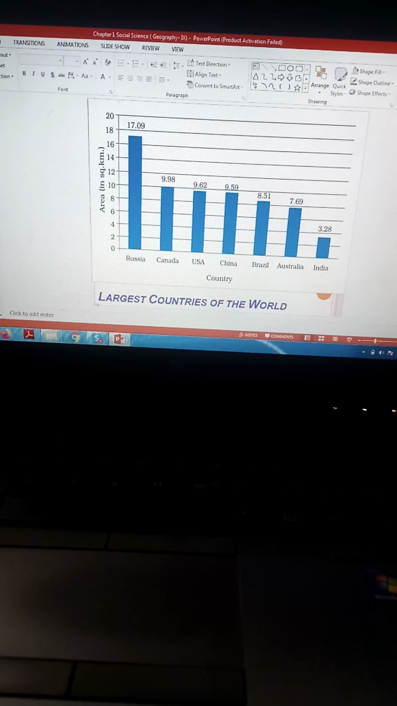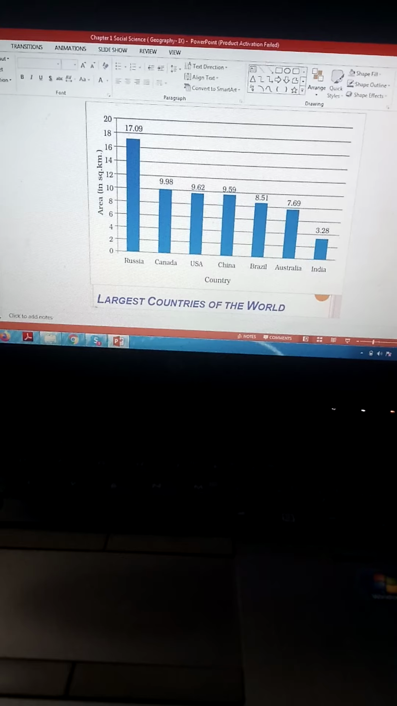Next is its size. The size of India is 3.28 million square kilometers, and its area is about 2.4% of the world area. We can also see that India is the seventh largest country in the world. The largest country in terms of area is Russia.